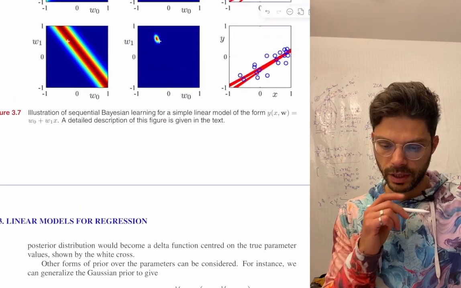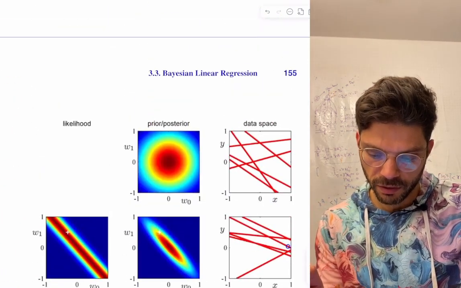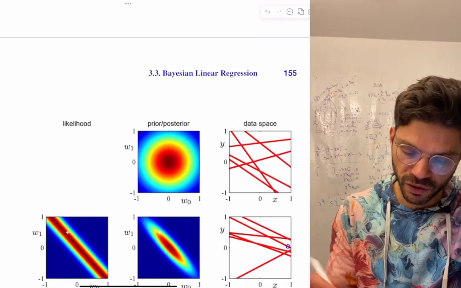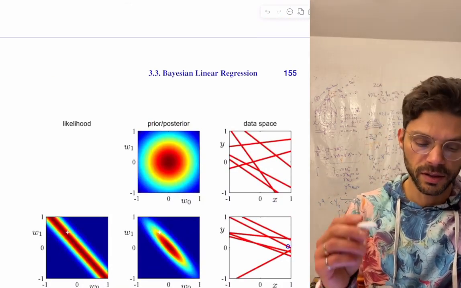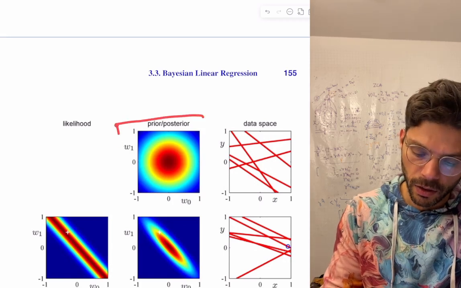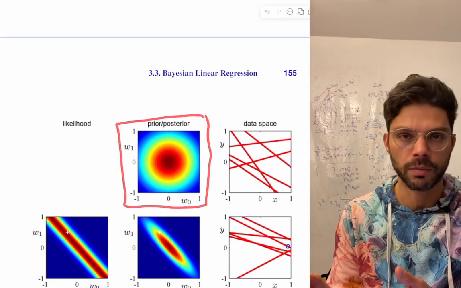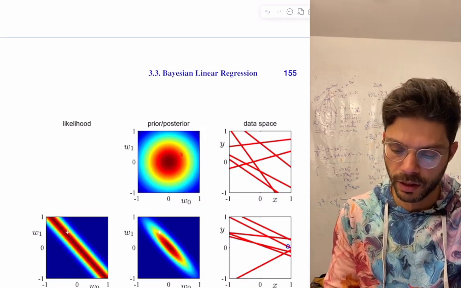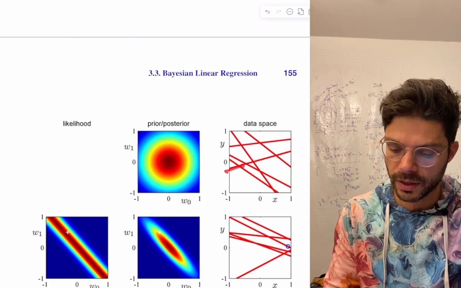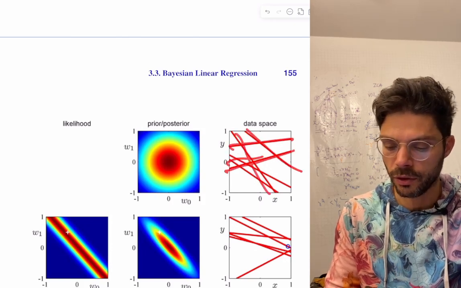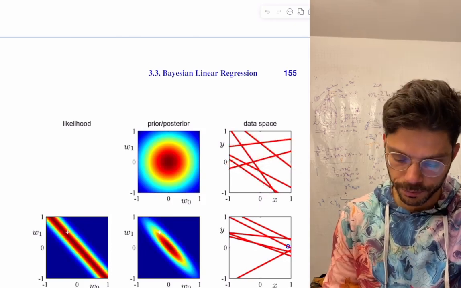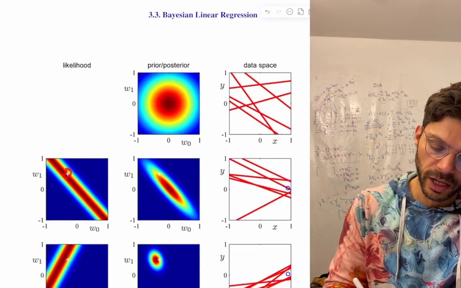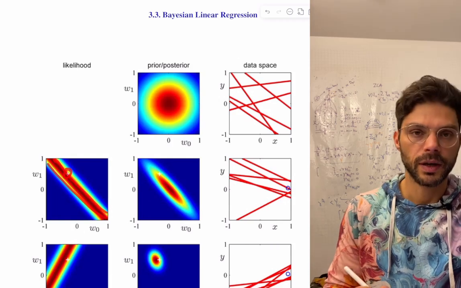Okay, so let's look at this figure ourselves again in some detail. Yeah, you guys can see everything. So again, this is the likelihood. This is before we observe anything. Here is our prior, just the prior at that point, and we've just sampled some lines. So you pick a W from here and you draw the line, and you see we're getting all sorts of lines. Now we get a single data point, so now we have this likelihood.